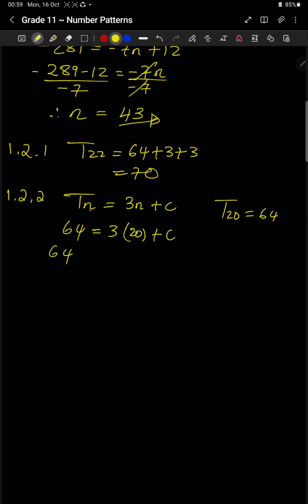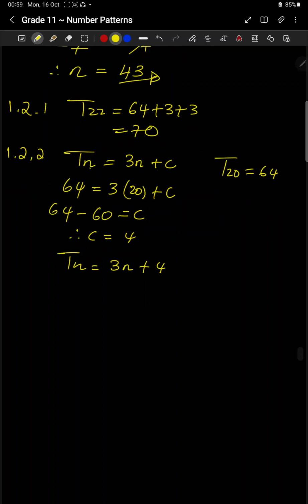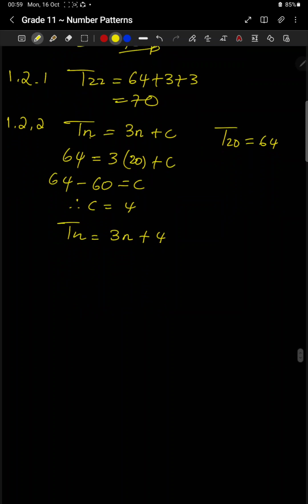So it must be 64 minus 60 is equal to c. So therefore the value of c must be 4. So therefore Tn is equal to 3n plus 4. So from here it's easy.